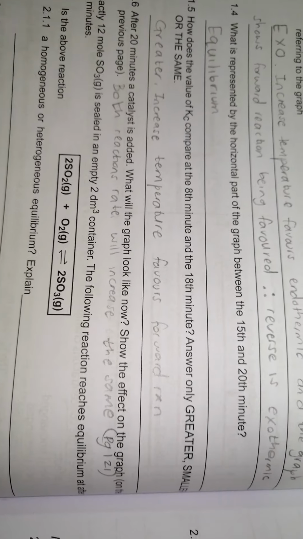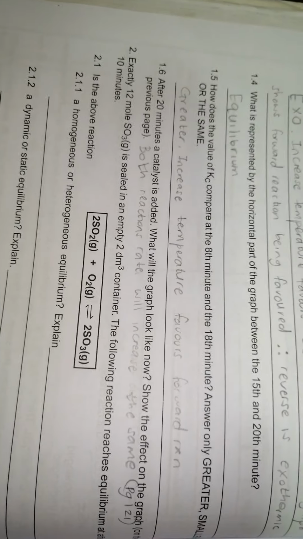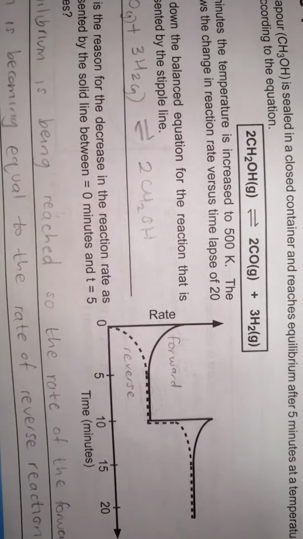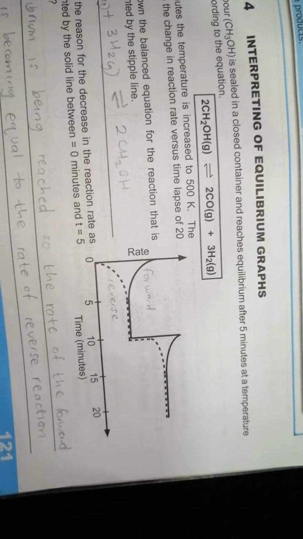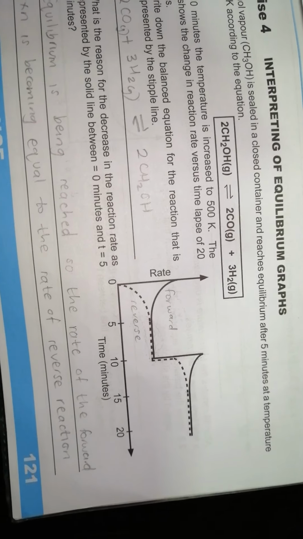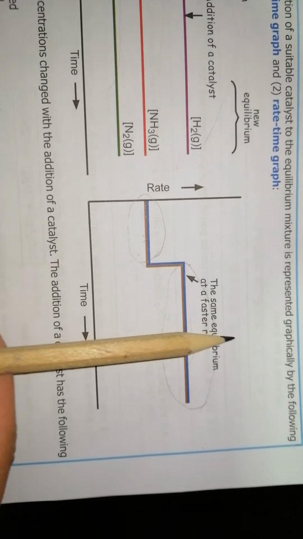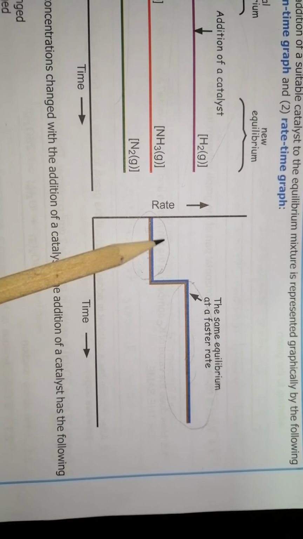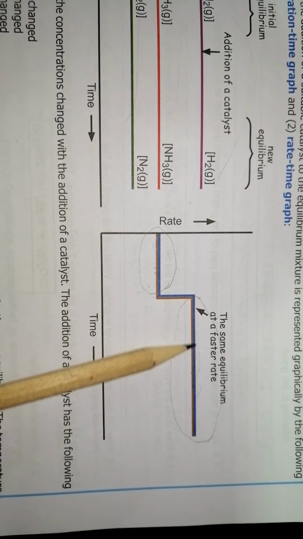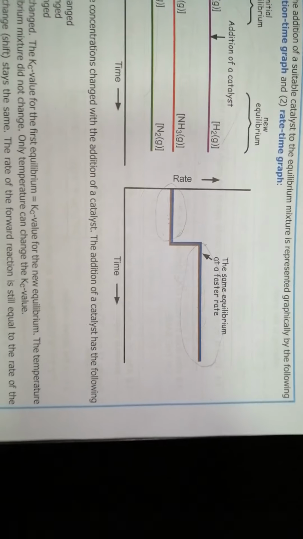Right, 1.6, after 20 minutes a catalyst is added. What will the graph look like now? Adding a catalyst, remember we said it makes no change in the concentration, no change in anything. The only thing it does is make the reaction rate faster. Since we are looking at a reaction rate graph, a catalyst is just going to make the rate happen faster. If you look on page 121 at the top, if you add a catalyst, this is how your graph should look. So this is what your answer should be. It should be a certain rate in the beginning, all of a sudden the rate increases, and then you have a higher rate at the end.